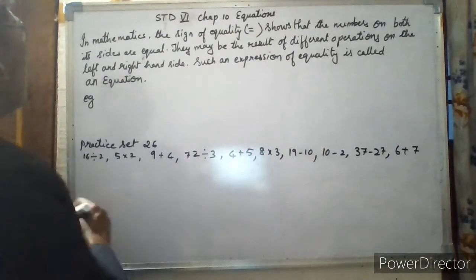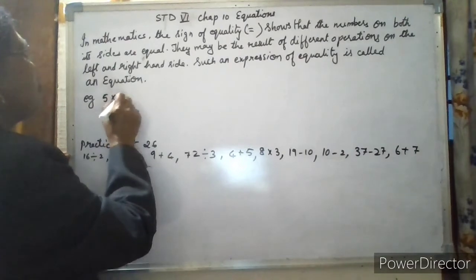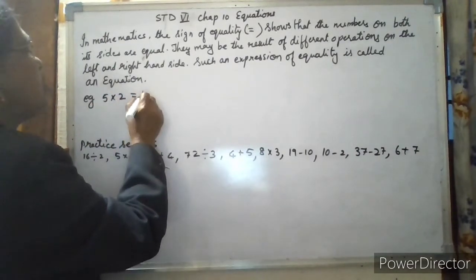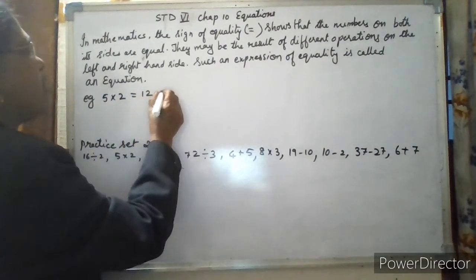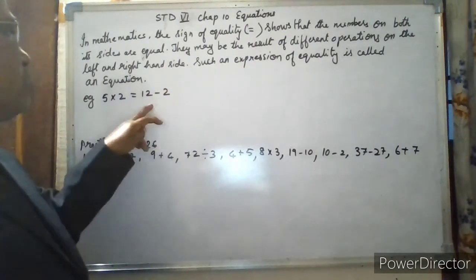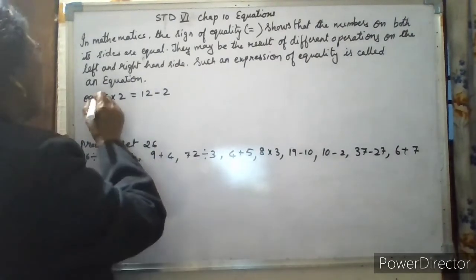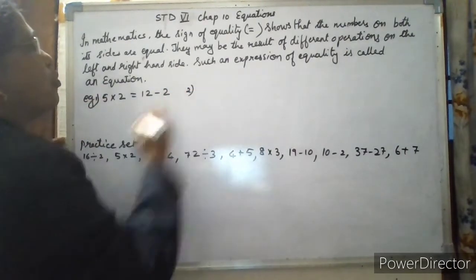For example, see, suppose I give 5 twos is equal to 12 minus 2. See, 5 twos is 10. 12 minus 2 is 10. So that means this is an equation. This is example 1.